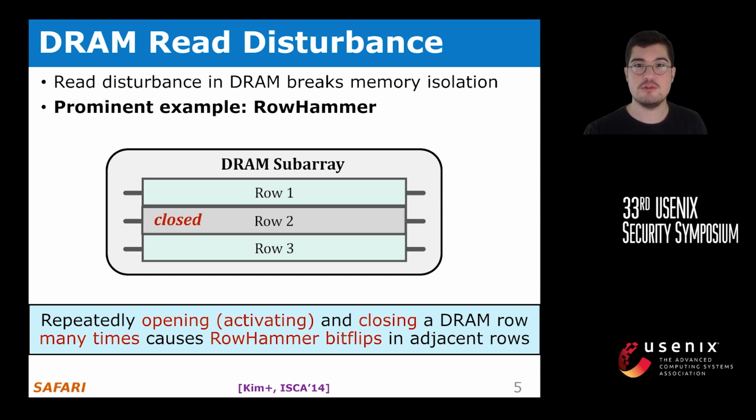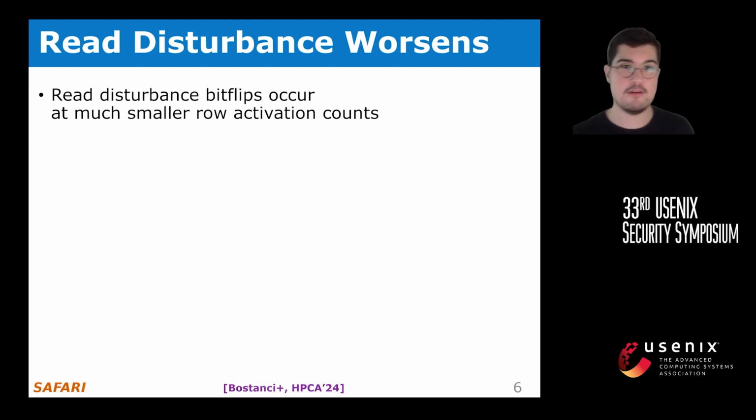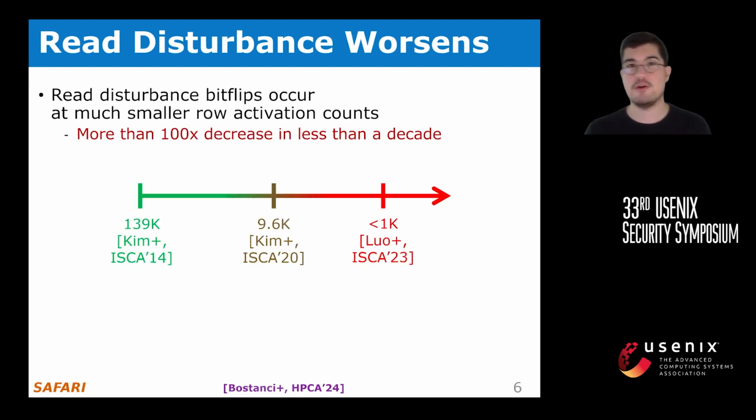Repeatedly activating and closing a DRAM row many times causes RowHammer bit flips in adjacent rows. We call the repeatedly activated row the aggressor row, and the rows that have bit flips victim rows. This phenomenon is getting worse. We can induce bit flips with around 100 times fewer hammers compared to 10 years ago. In other words, the RowHammer thresholds of DRAM chips are reducing.